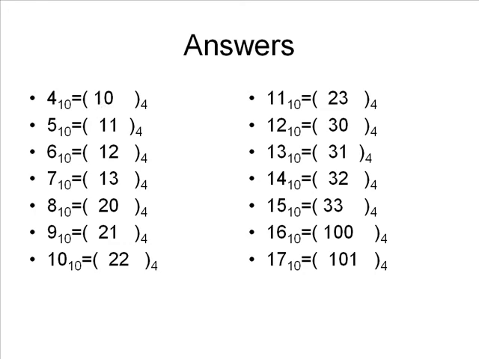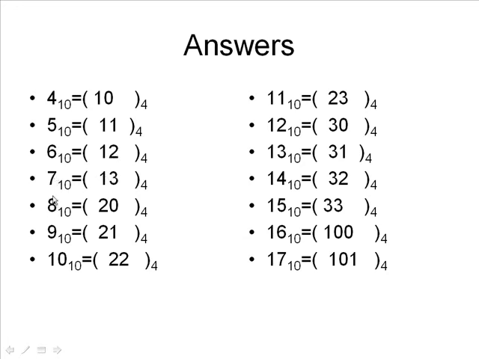So 1 four plus 0 will be 4. Similarly for 5, because 5 is 1 four plus 1, so we put a 1 in the position of 4, and put another 1 in the position of 1. So together will be 5. And the same for 6. 6 is 1 four plus 2. 7 is 1 four plus 3.